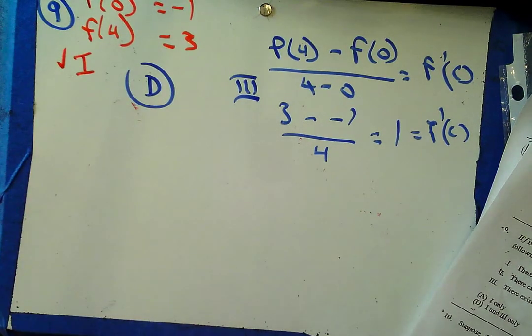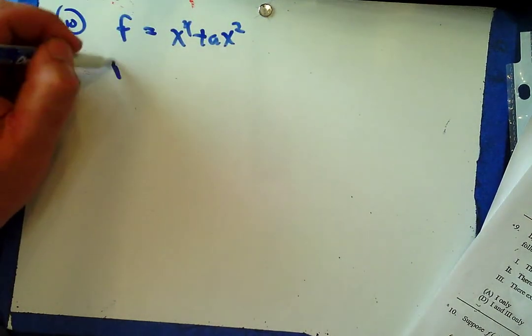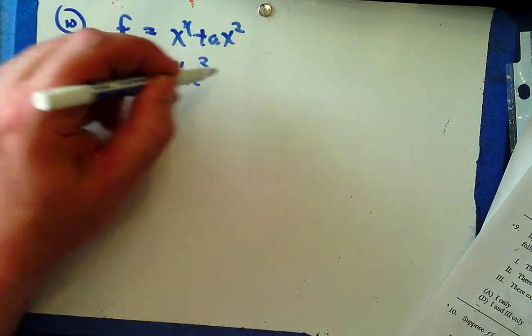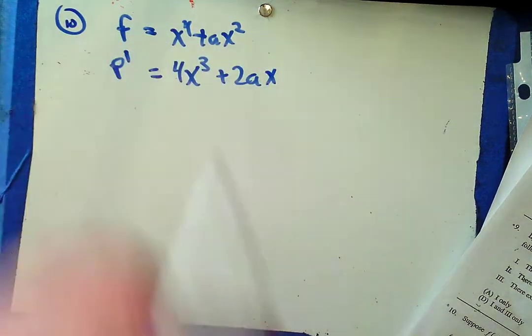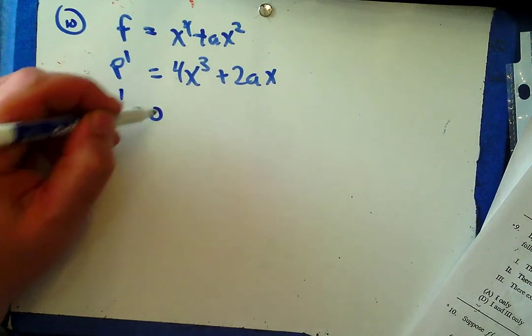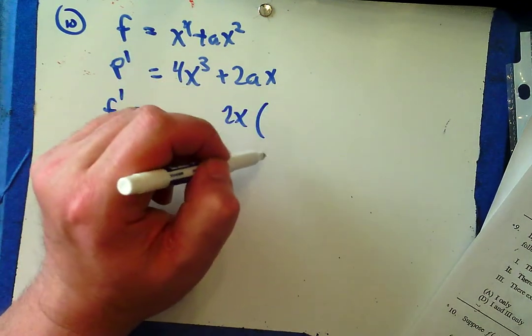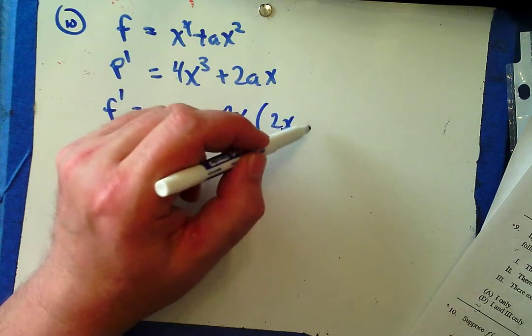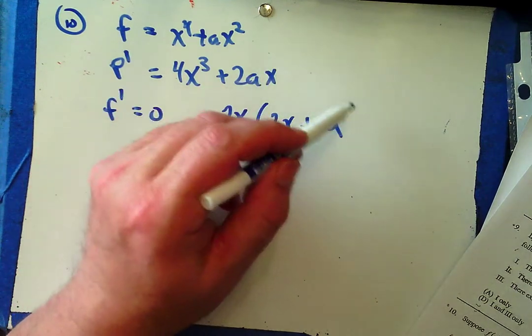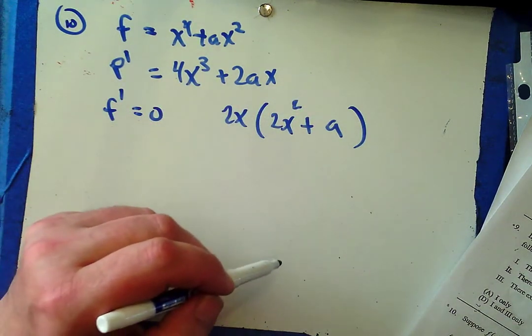What about number 10? Suppose that f equals x to the fourth plus ax squared. Then f prime is going to be 4x to the third plus 2ax. And I want to know when f prime equals 0, because I'm looking for mins and maxes. So I'm going to take out a 2x here and be left with 2x squared plus a. All right.